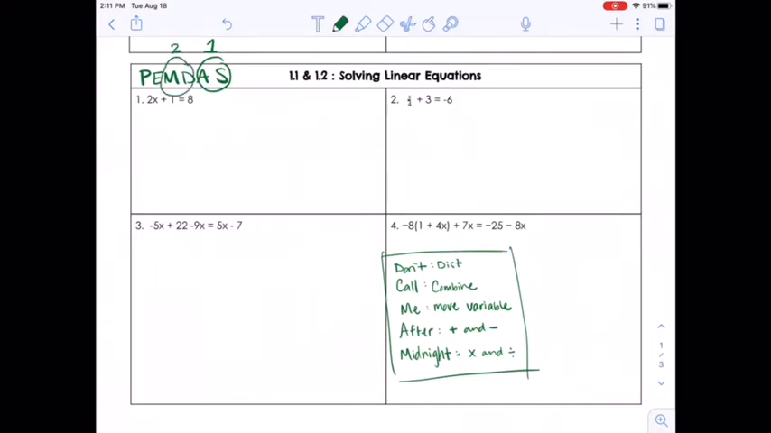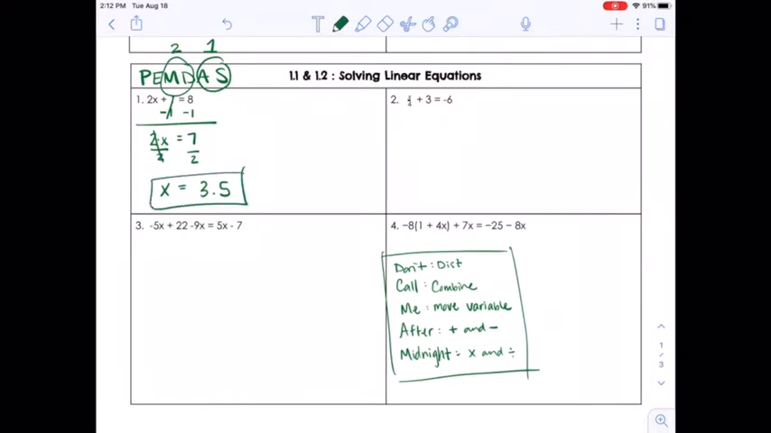So I'm going to look at that and I'm going to say, well, the opposite of addition is subtraction. So I'm going to subtract 1 on both sides, which is going to leave us with 2x equals 7. And then our second step is multiply and divide. Well, the opposite of multiplication is division. So we'll divide both sides by 2. And we're going to get x equals 7 over 2 or 3.5, whichever you prefer.